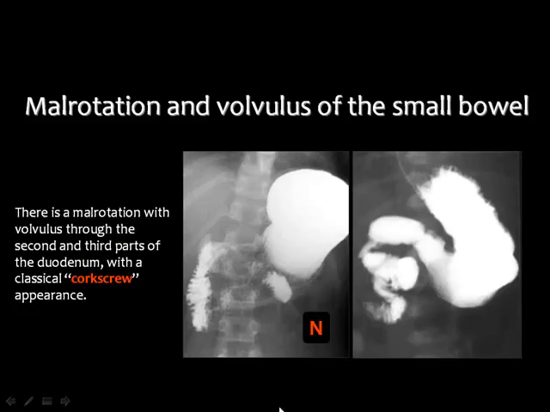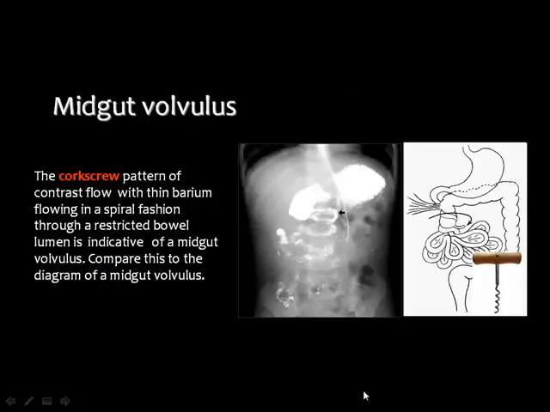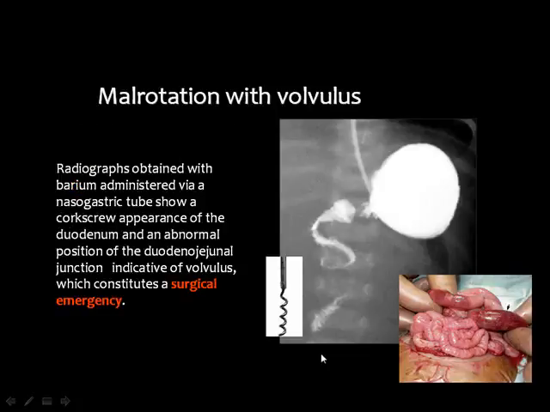Then the malrotation may be associated with the small bowel volvulus, which is considered one of the surgical emergencies. And here you can see that the duodenum and the jejunum are to the right side of the stomach, and the diagnosis of volvulus can be reached by the appearance of this corkscrew appearance of the proximal jejunal loops, as you can see in this particular example.